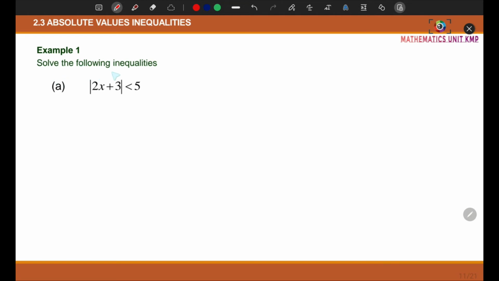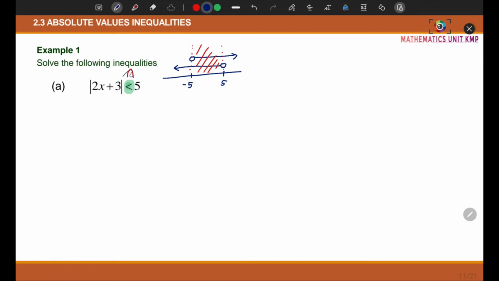Example 1. Solve the following inequalities. For part A, we have absolute value of 2x plus 3 less than 5. So the symbol less than here means that we will use the intersection symbol. Okay, so I will show you in the first example. It will be from negative 5 to 5. So x will be less than 5 and greater than negative 5. So your interval should lie here.